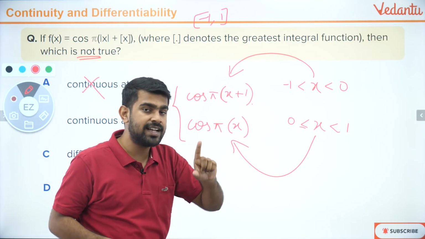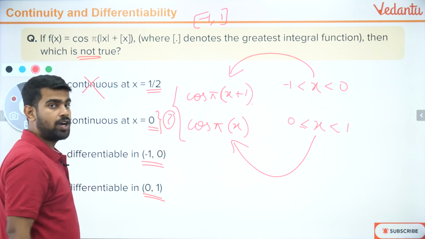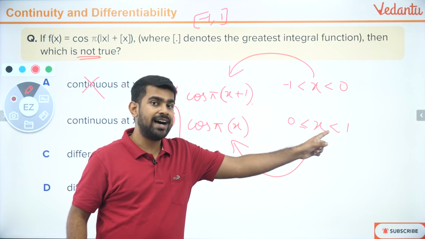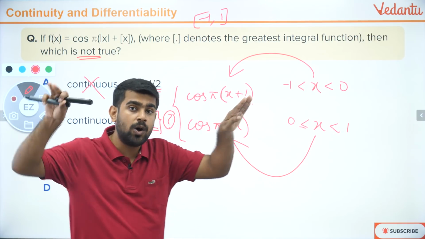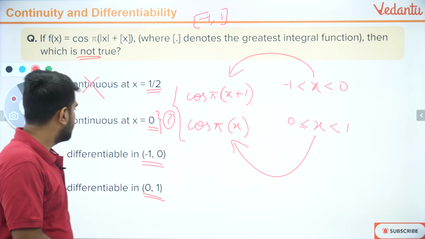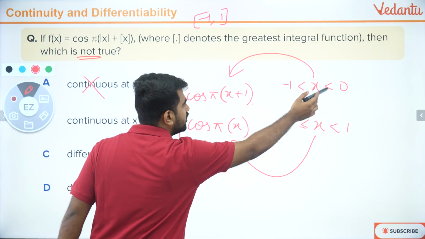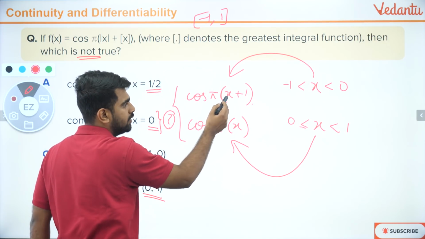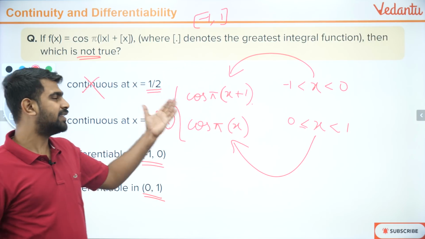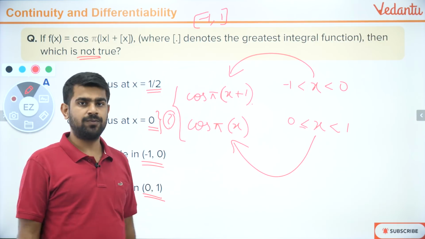Are you all able to understand? So this might be a good point to think about. Second option, because this interval and this interval are connected by 0. So how they are connected, I have to think and then only decide. Let's see the next one. Differentiable in -1 to 0. Between -1 to 0, I said cos of pi times x plus 1 is both differentiable and continuous because it's nothing but our cos pi x function.